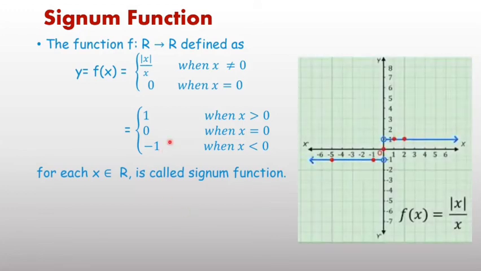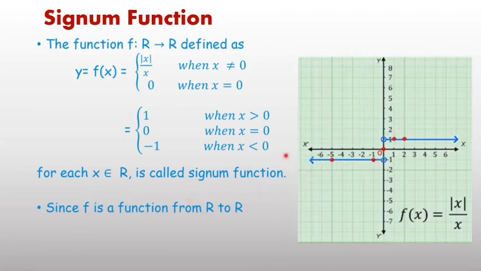Now graph, easily you can observe, if x is greater than 0, f(x) equal to 1 or y equal to 1. Easily you can draw the graph. If x equal to 0, f(x) equal to 0, this point is here. Less than 0, it is minus 1, parallel to x-axis.